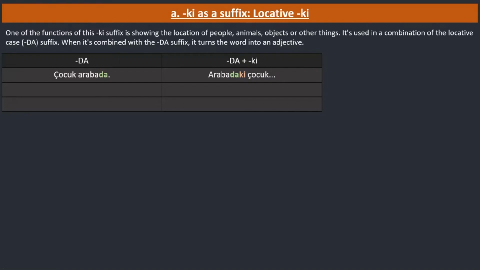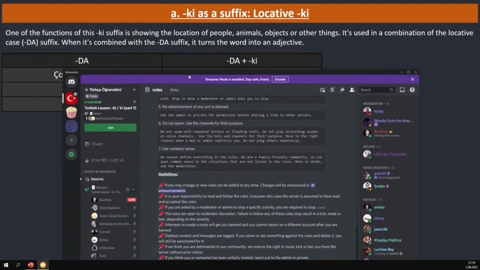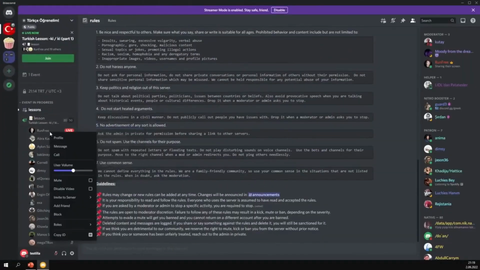Which kid? Okay, 1 second. If you can't hear me or if my voice is low, you can right click on my name. You can change it. Or maybe it was the music, I stopped it. I will still show you. So in this option, you can right click here. There is user volume. You can increase it. Okay.